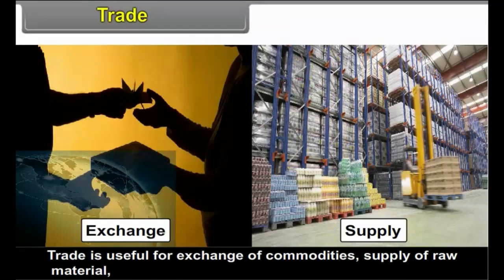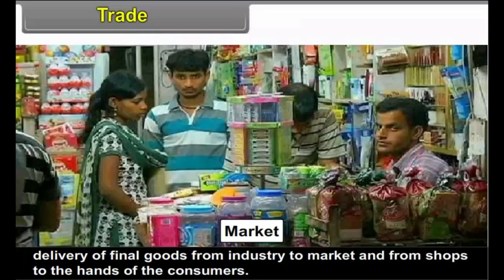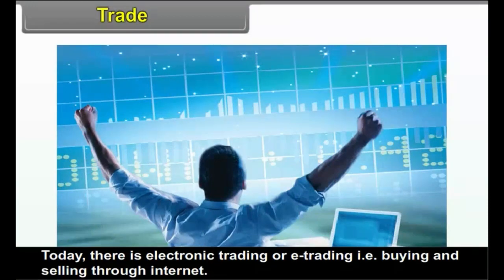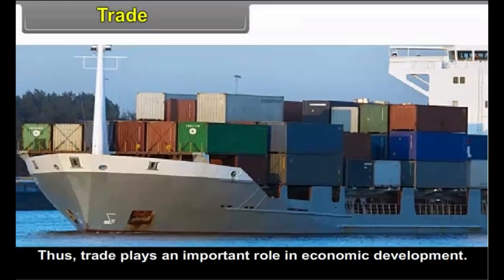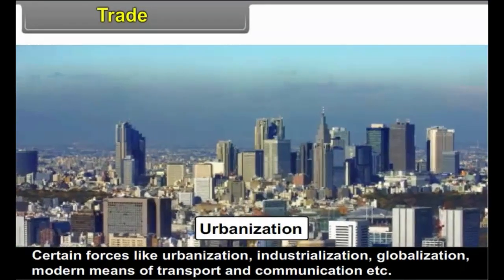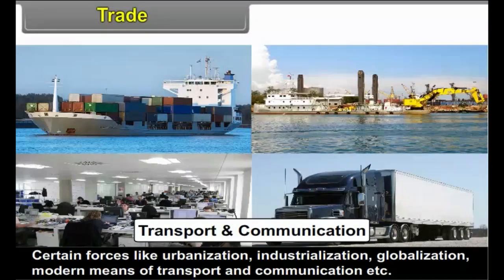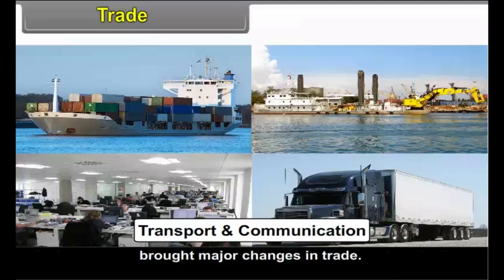Trade is useful for exchange of commodities, supply of raw material, and delivery of final goods from industry to the market and from shops to the hands of the consumers. Today, there is electronic trading or e-trading, that is, buying and selling through the internet. Thus, trade plays an important role in economic development. Certain forces like urbanization, industrialization, globalization, modern means of transport and communication, etc. brought major changes in trade.